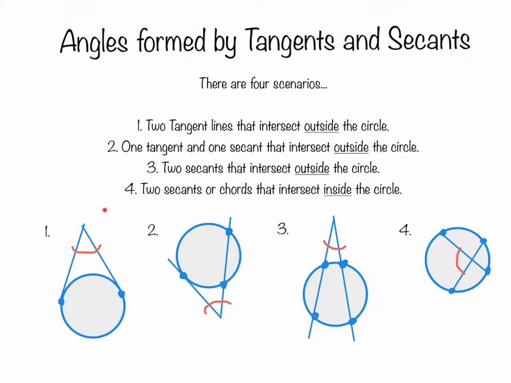So you notice we have 3 angles that have vertices outside the circle and 1 that has the vertex of the angle inside the circle. The first 3 are going to have the same formula, because whenever you have an angle with its vertex outside the circle, you use this one formula, and then this is going to be a separate formula. So let's take a look at those.